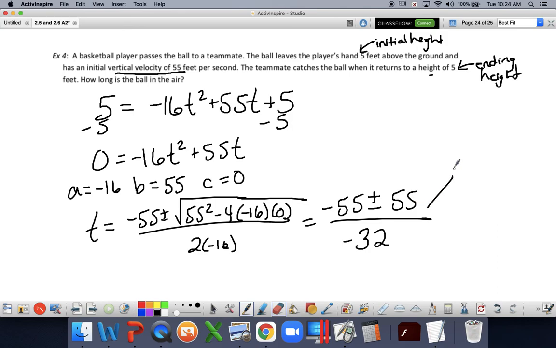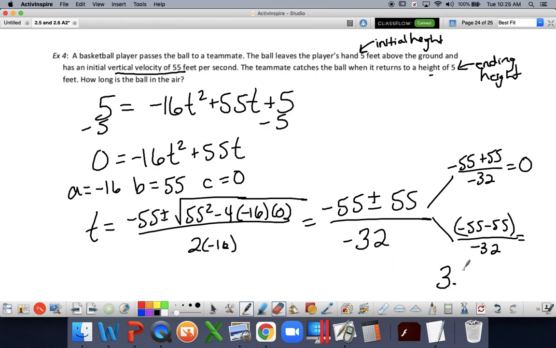So I've got two branches I need to follow. I have -55 plus 55. Well, that just gives me a 0. So that means at time 0, the ball was 5 feet high. That makes sense. The ball left at a height of 5. So that's why at the initial height, it was. Now this one, I pick up my calculator and make sure to calculate and get negative 110 divided by negative 32. Let me make sure. I get 3.4375 seconds. So that means it's going to take the ball 3.43 seconds to be thrown from one player to the other.